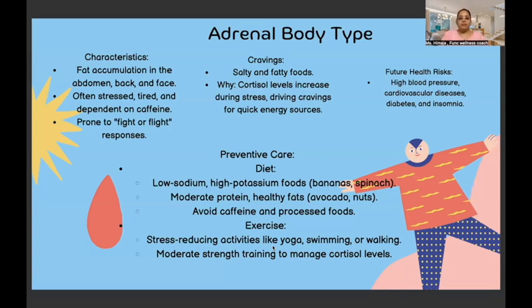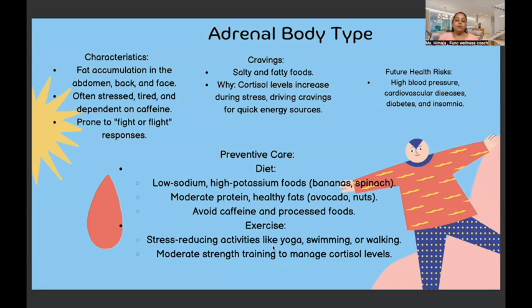So what are the characteristics? How will a person be if he has the adrenal body type? There will be fat accumulation in the abdomen, in the back area, and also on the face. Often the person will feel a lot of stress. They will always feel tired, and they need to have more coffee or caffeine intake, and they are very much prone to fight or flight responses. That means they will have to face more autoimmunity conditions.